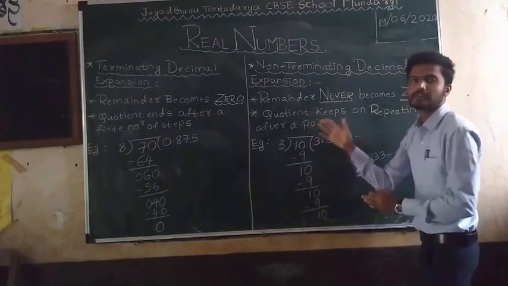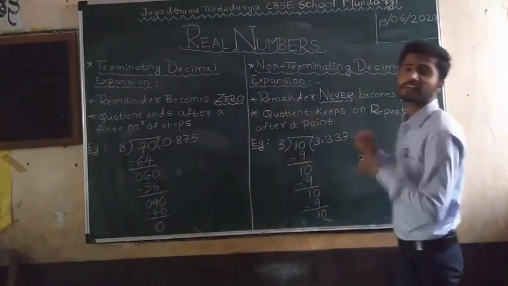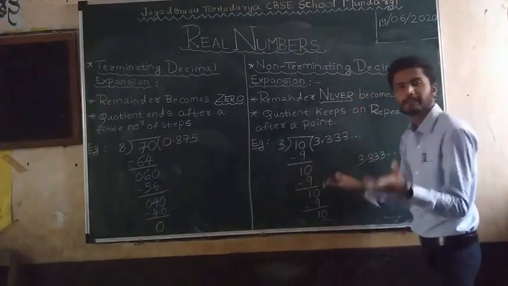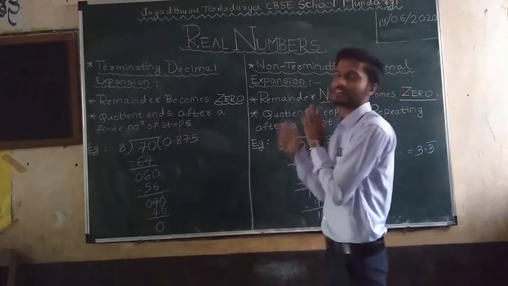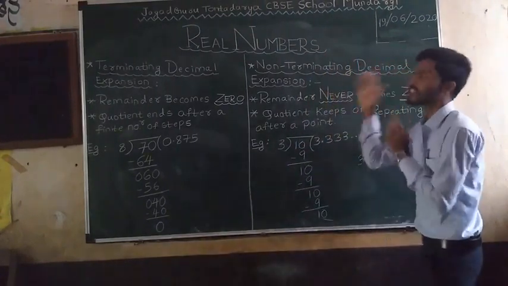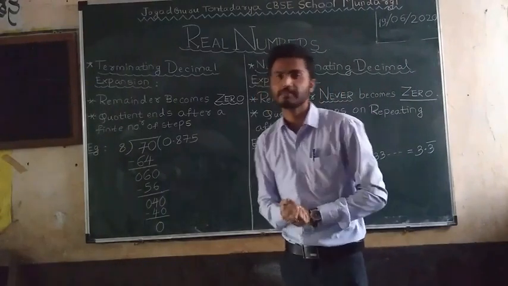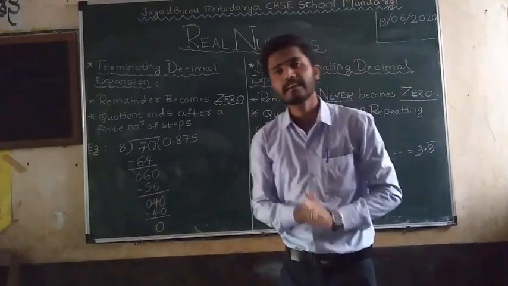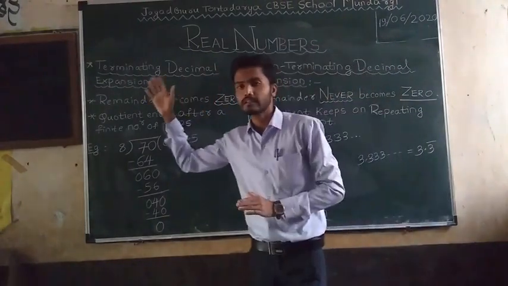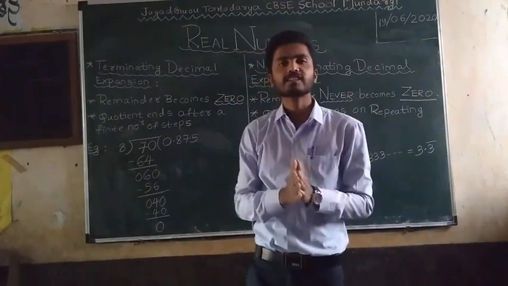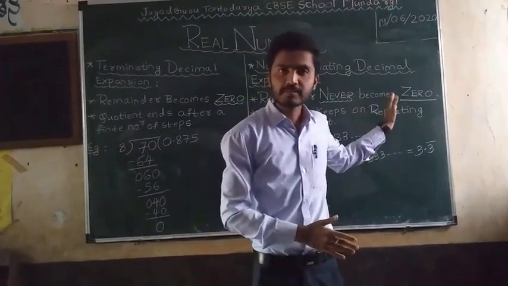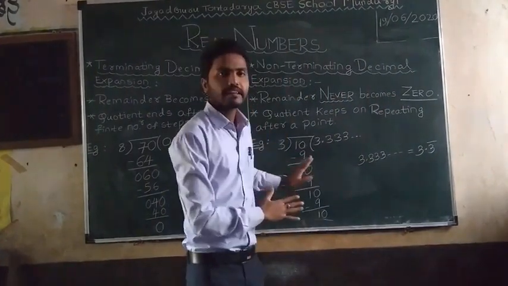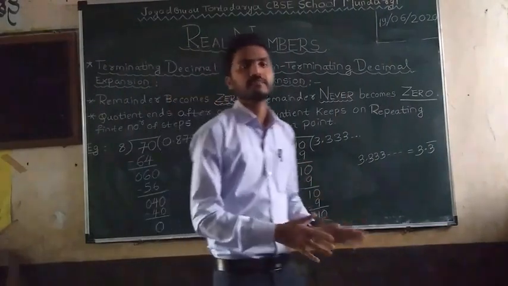So this type of numbers where the remainder never becomes 0, as well as the quotient keeps on recurring or repeating, those types of decimal expansion are called non-terminating decimal expansion. And this non-terminating decimal expansion is only meant for irrational numbers. So terminating decimal expansion is meant for rational numbers, and non-terminating decimal expansion is meant for irrational numbers. I hope up to here it is clear.